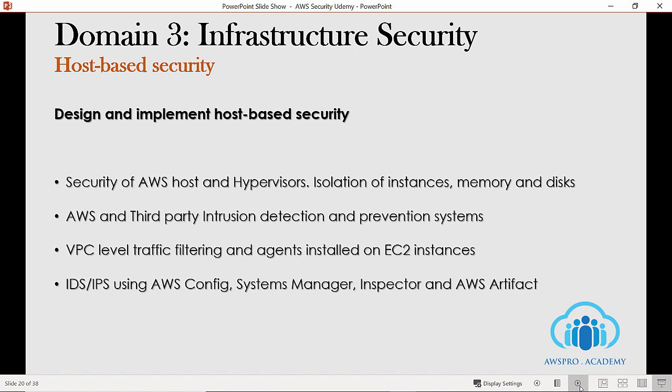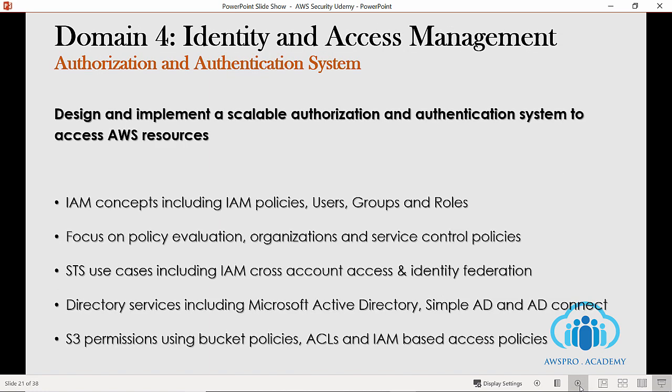Now let's move on to Domain 4, Identity and Access Management. If you are done with Associate Solution Architect exam, this topic gives you some relief. You might have covered 50% of content during your associate certification under Identity and Access Management domain. The first section focuses on designing and implementing scalable authorization authentication system to access AWS resources.